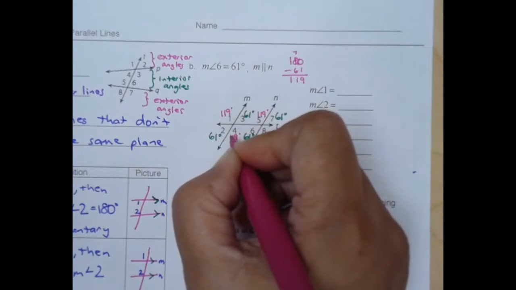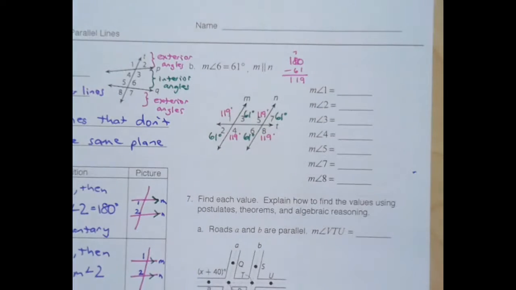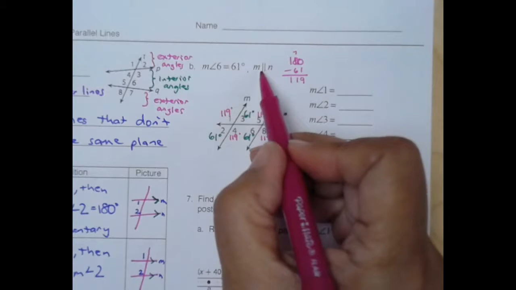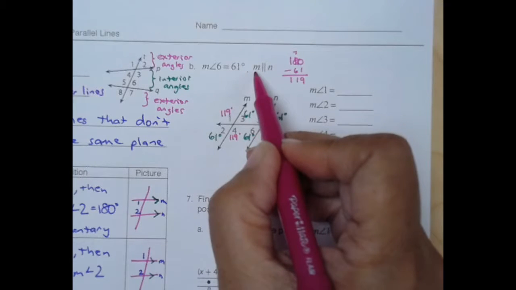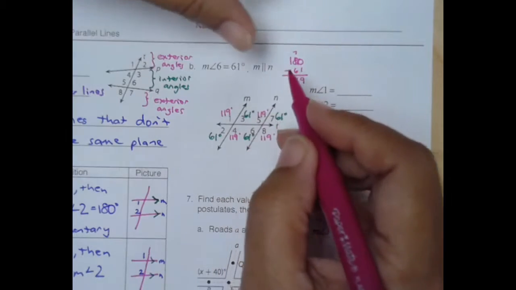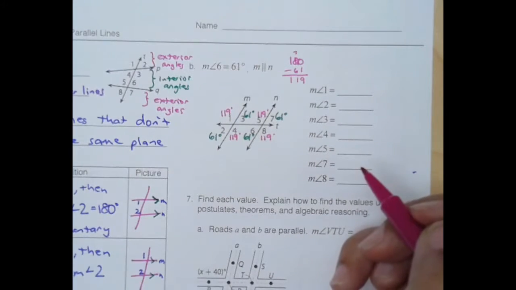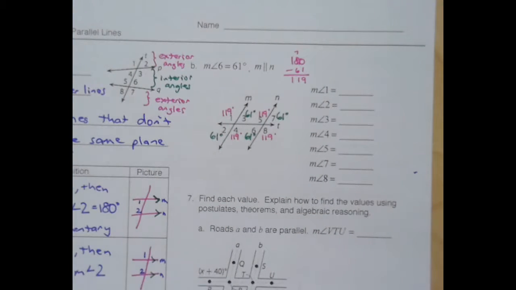119 is here, it corresponds to angle 8, which is also 119. Okay, and you can only do that because it told us that line M is parallel to line N. These are parallel to each other according to this. If it didn't have that, we wouldn't be able to do it because it could be off by just a little bit. All right, let's go ahead and fill in the information.